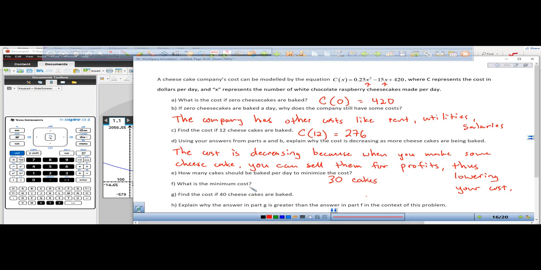What is the minimum cost? That's the Y value of the vertex. So the minimum cost was $195.